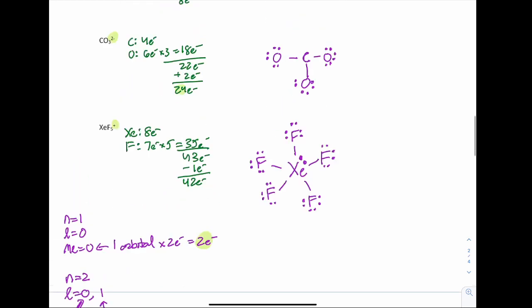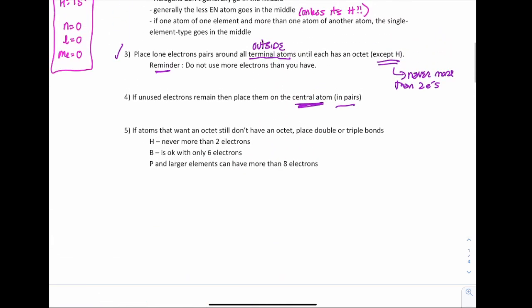Okay, 1 rule left. And we don't always need this last rule. So this says if an atom that wants an octet still doesn't have an octet, this is where we're going to add double and triple bonds. And it's not really that we're adding them. At this point, we've accounted for all of our electrons. So what we're going to do is rearrange electrons to make double or triple bonds if we have to.